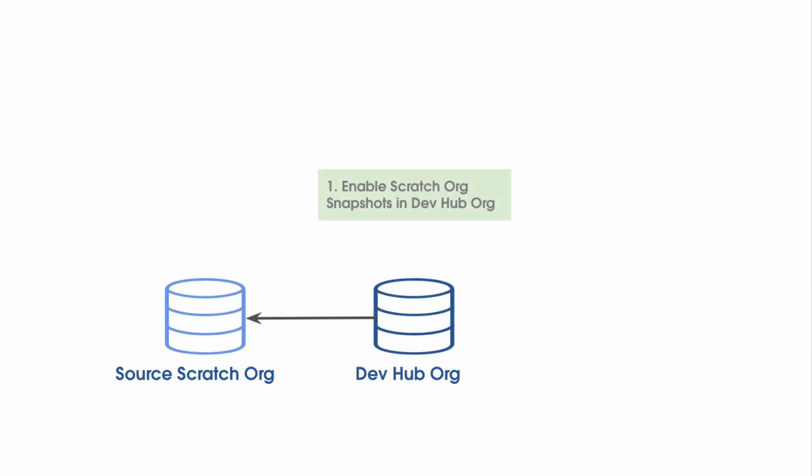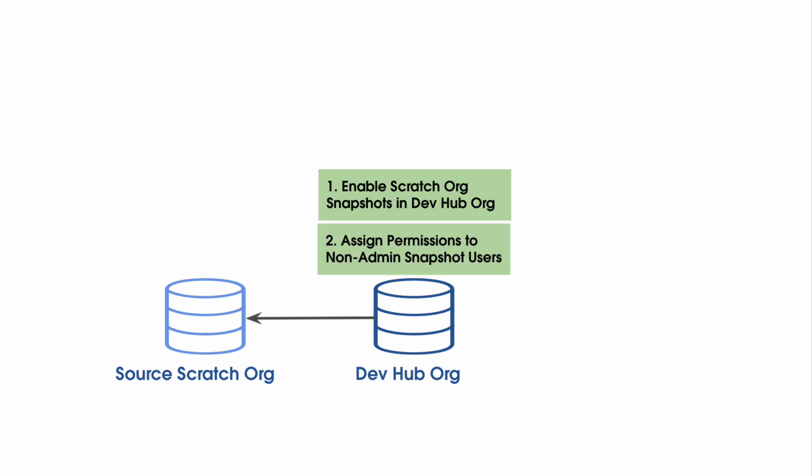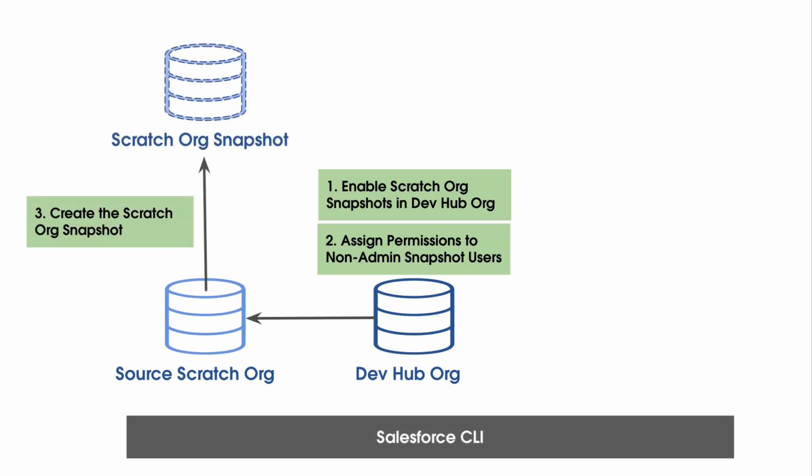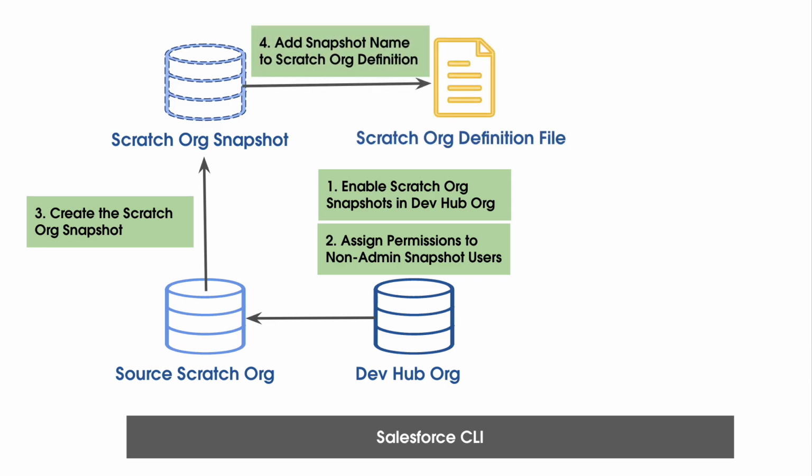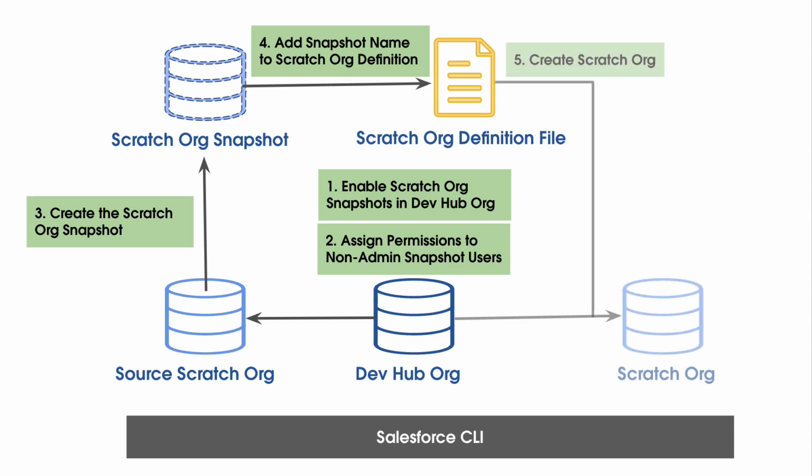The first step is to enable scratch org snapshots in your DevHub org. Next, we need to assign permissions to non-admin snapshot users. By default, admins can create and manage snapshots. We then capture the scratch org snapshot using the Salesforce CLI, giving the snapshot a specific name. The fourth step is to add the snapshot name to the scratch org definition file. Finally, we create the scratch org. Now, let's look at each of these steps in detail with a demo.